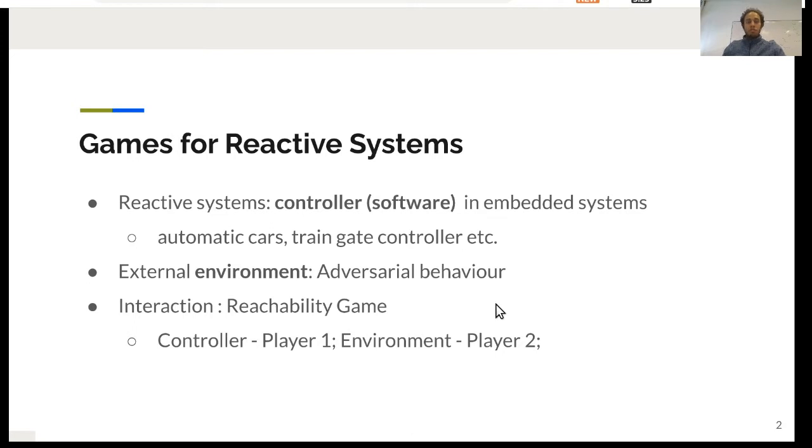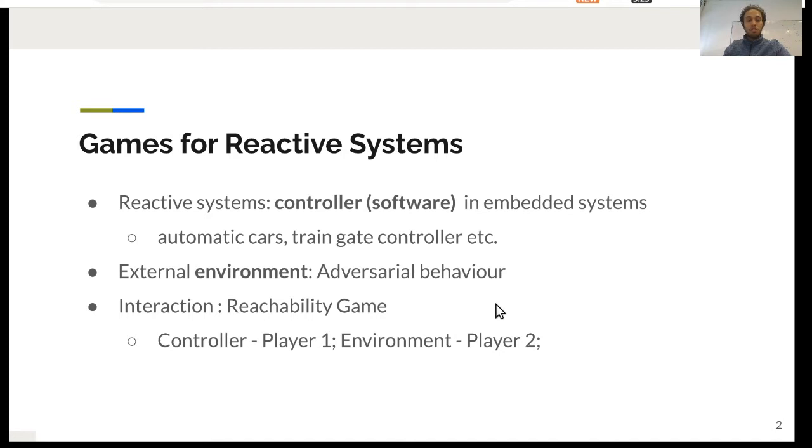Reactive systems generally contain a controller, which is software in an embedded system. Examples include automatic cars, train gate controllers, etc. These controllers in general interact with the external environment, which is adversarial in nature. One can capture this interaction using a reachability game, where the controller has an objective to reach a goal state while the environment tries to avoid it.